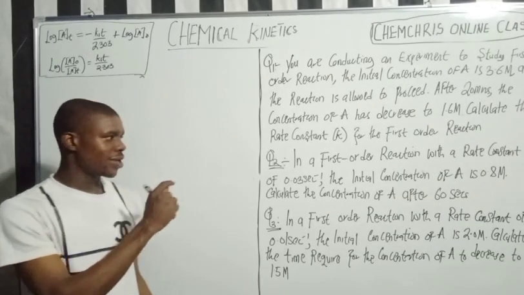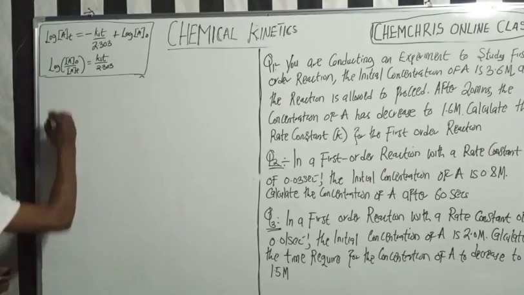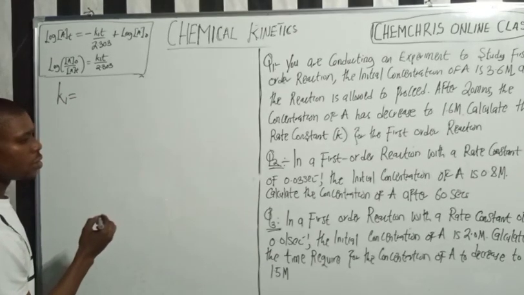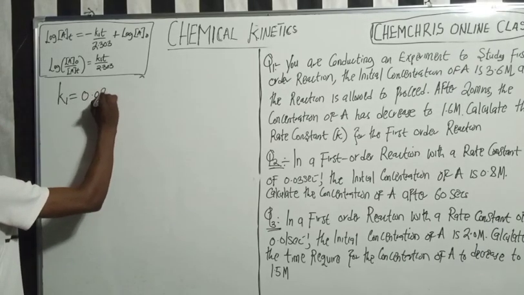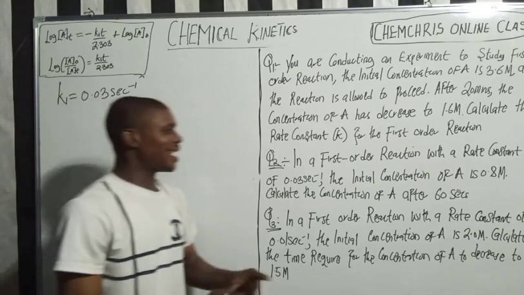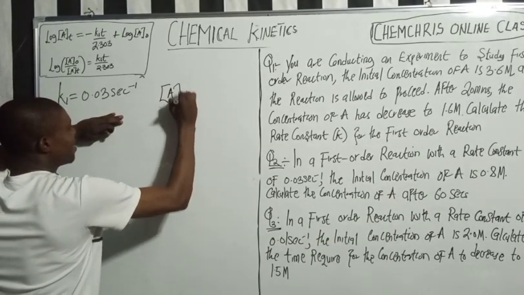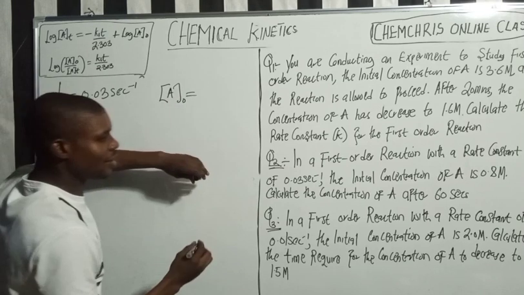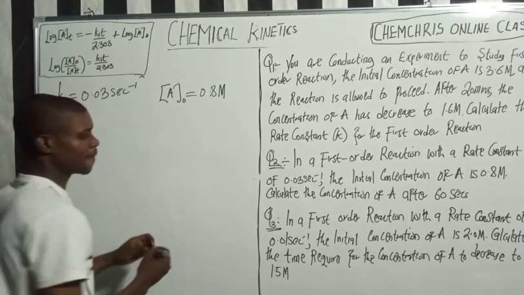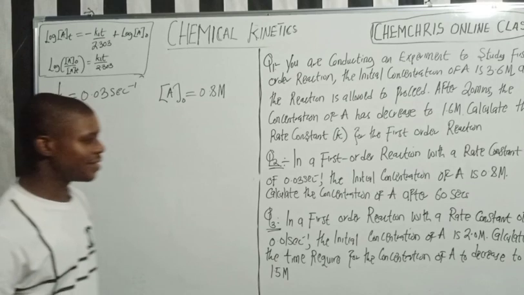So let's go to question 2. In a first order reaction with a rate constant of 0.03 per second, the initial concentration of A, which is A naught, is 0.8 molarity. Calculate the concentration of A after 60 seconds.